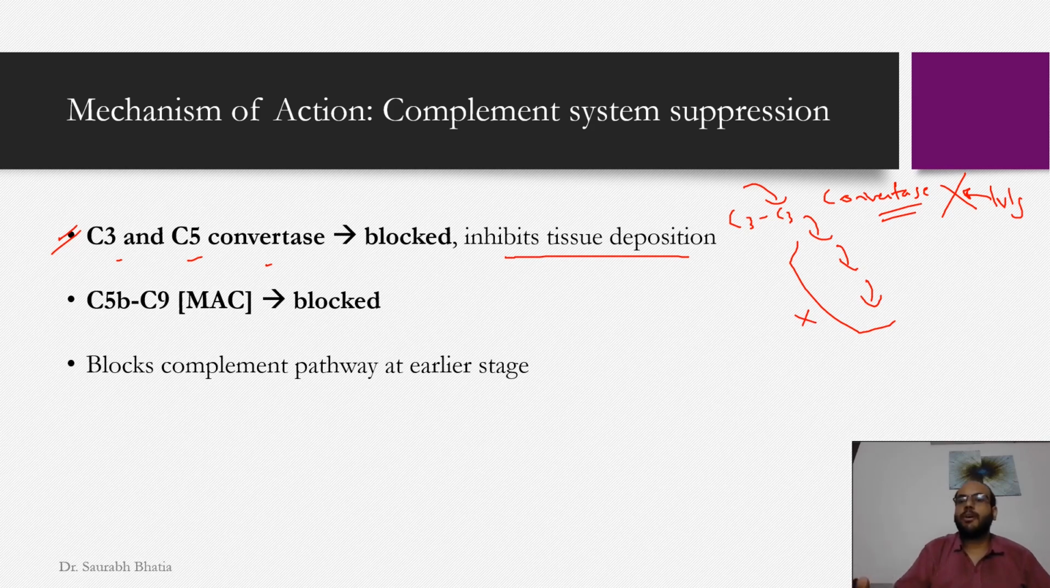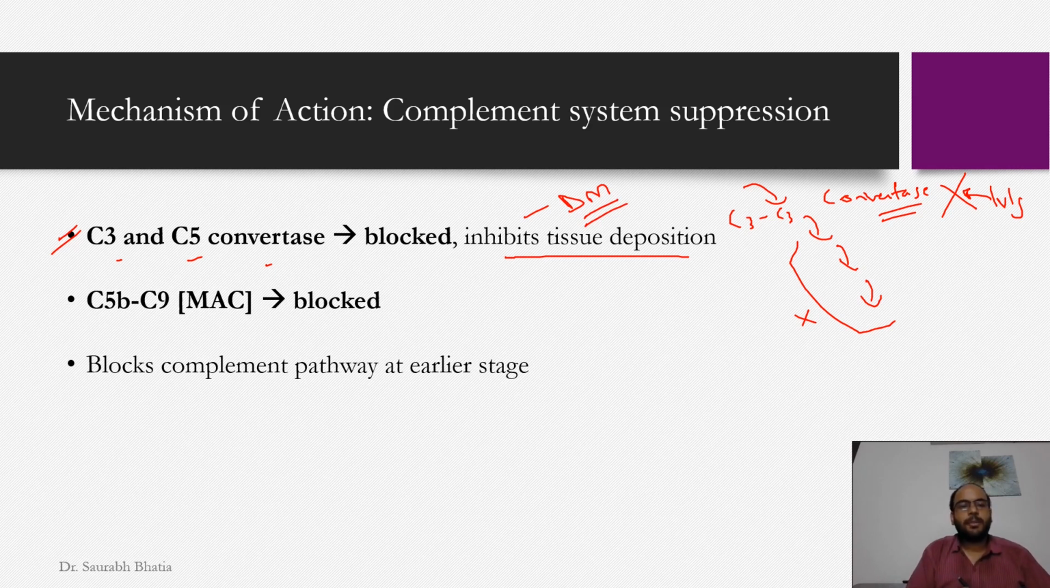And what is the function of the complement system? It complements the immune reaction. It increases the viability of cells to get destroyed. It increases inflammation and a lot more. So IVIg decreases that. It inhibits tissue deposition, which becomes very important in the pathomechanism of dermatomyositis. We'll discuss that in the future, no problem.